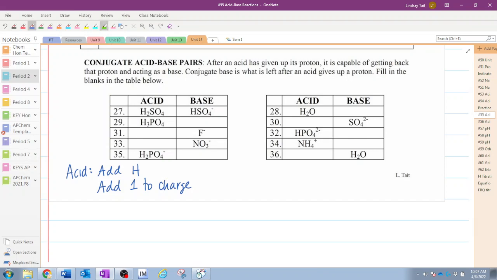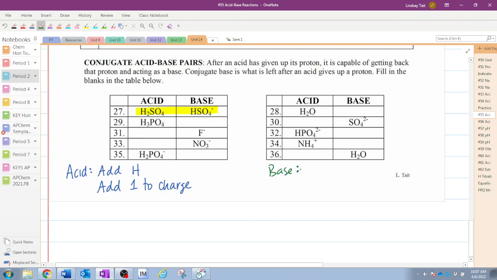So if I'm looking at this one that was already done, if I said, oh, I was given the base and I need to fill in the acid, we went from H to H2, but notice the charge went from -1 up to 0, which is neutral, right? Increase the hydrogen and increase the charge.